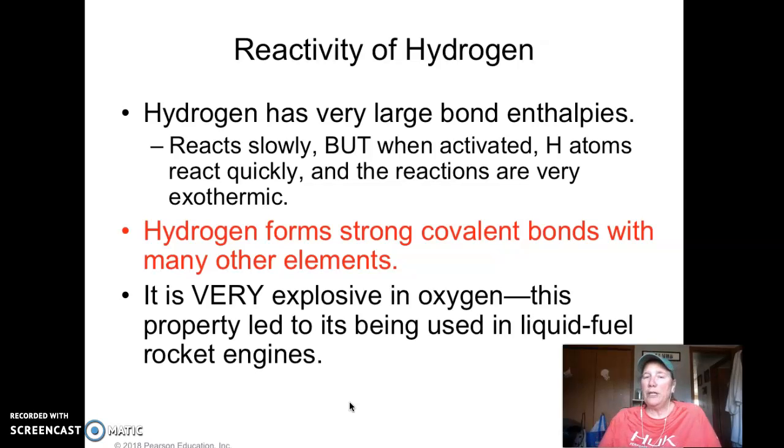But if you put hydrogen and oxygen together, they can make a liquid fuel that they use in rocket engines. So they're very, very explosive.